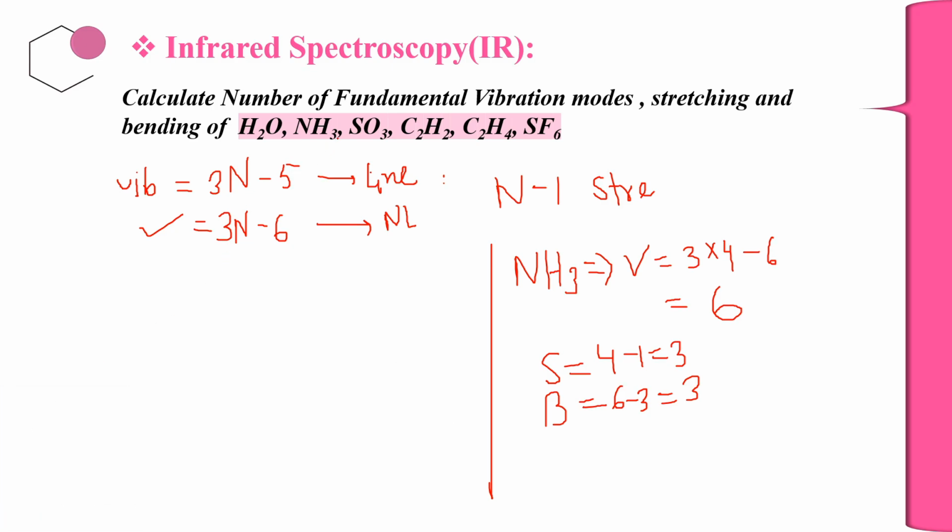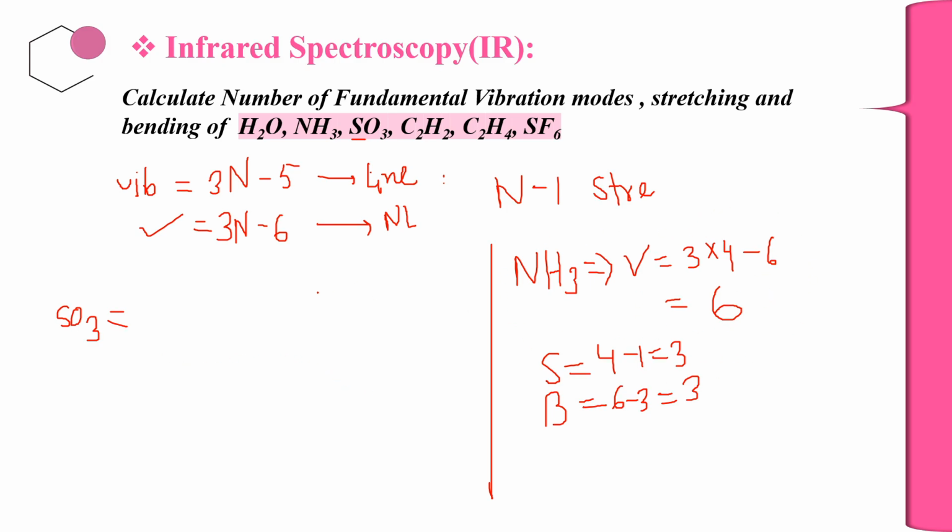So next one is SO3. SO3 is also a nonlinear molecule. So you need to know about the chemical bonding part, that how the molecule is linear or non-linear, so that you can solve this particular question correctly.